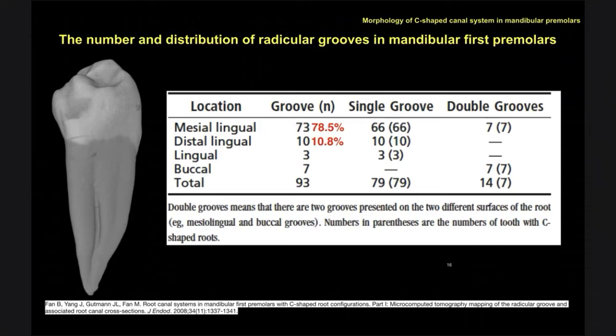And the groove of a C-shaped root can be located either on the buccal or the lingual aspect of the root, or on both sides. From this table, we can see most of the grooves located in the mesiolingual surface of the root, and about 10%, 11% located in the distal lingual surface of the root. And also we can find about 7% of the roots present double grooves. That is, two different grooves on different surfaces of a single root.